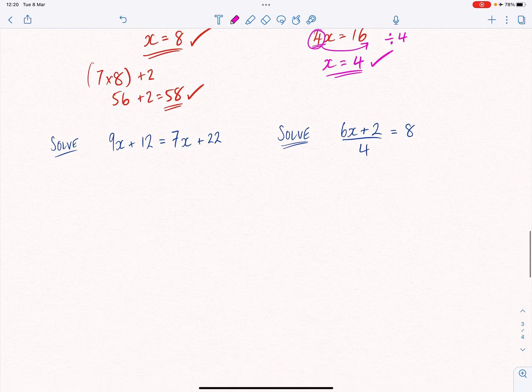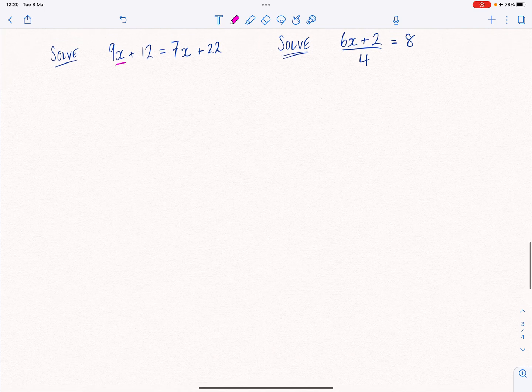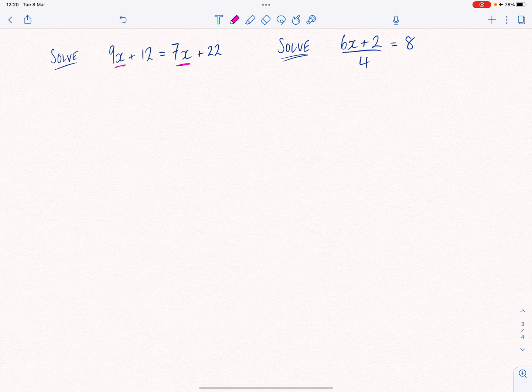If we look at these 2 examples here now, slightly different, because what we've actually now got is an x on this side of the equation and an x on this side of the equation. So I need to get my x's together and my numbers together. Now move the smaller x. And this is a smaller x because it's 7 and the other one's 9. So I move the smaller x over this side.